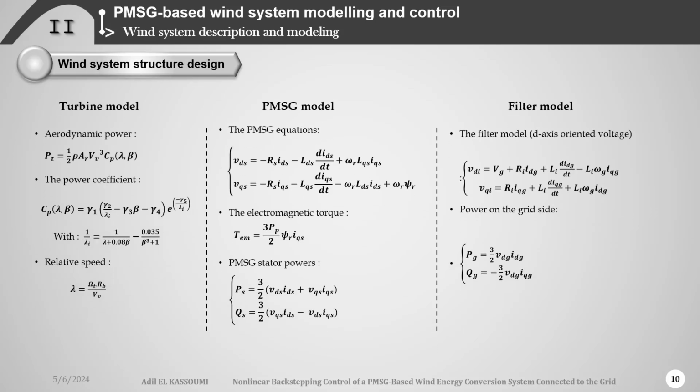Our system is composed of many components, but it can be simplified by using the following equations that describe the wind turbine, PMSG, and the filter model.